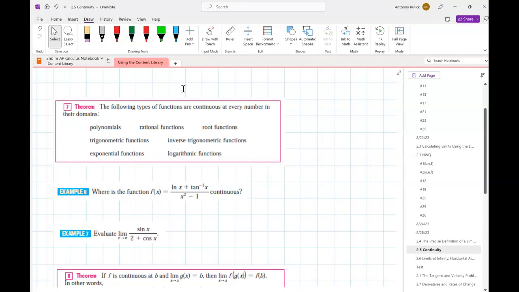So, if we ask here, where is this function continuous? Okay, well, how am I going to figure that out? We're going to look at each one of these pieces separately, right?